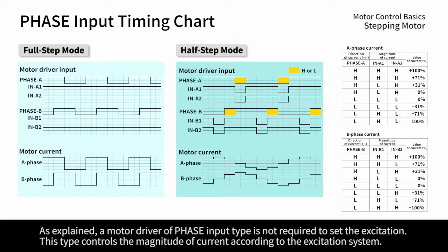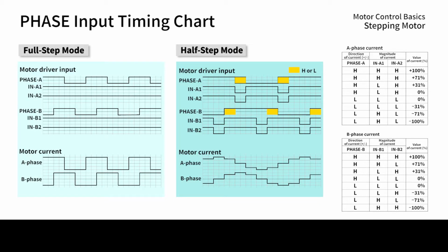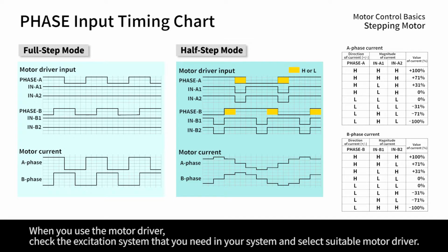As explained, a motor driver of phase input type is not required to set the excitation. This type controls the magnitude of current, according to the excitation system. When you use the motor driver, check the excitation system that you need in your system, and select suitable motor driver.